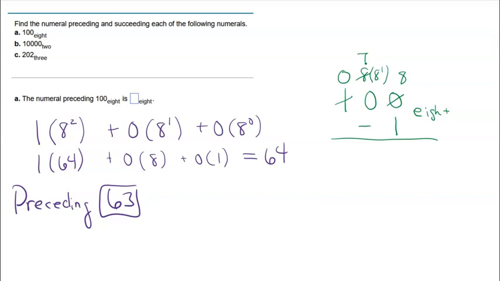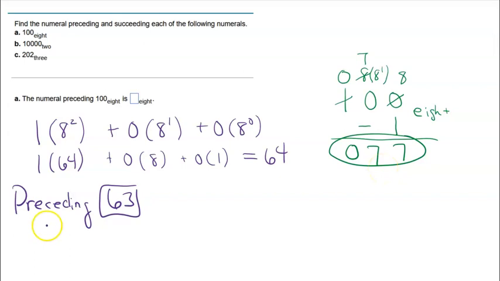Super duper confusing, right? Then you have 8 minus 1 is 7. 7 minus 0 is 7. And then this is just 0. So the number preceding 100 base 8 is 077. But now if you convert that, just check your work. Convert that and see if that's 63.